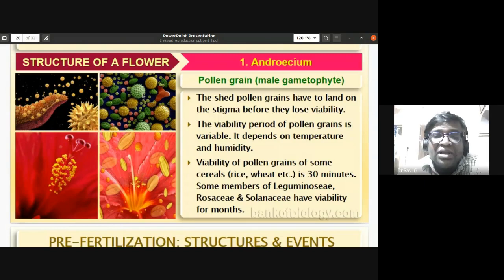So the viability of pollen grains of some cereals, that is grains like rice and wheat, is 30 minutes. After 30 minutes they cannot produce the pollen tube. Some members of Leguminosae, the Fabaceae family, Rosaceae, and the potato family, that is Solanaceae, have viability for months.